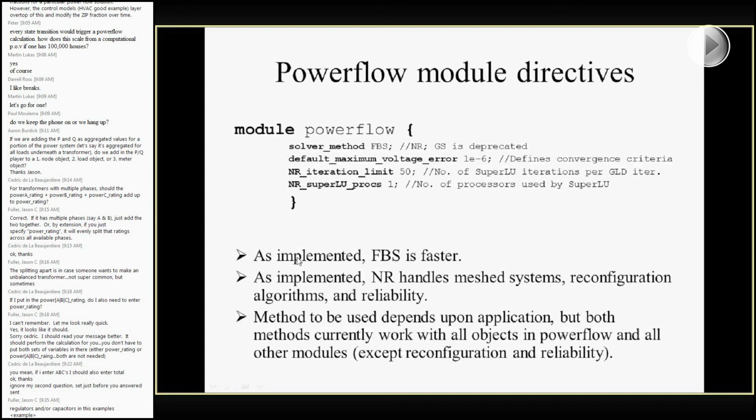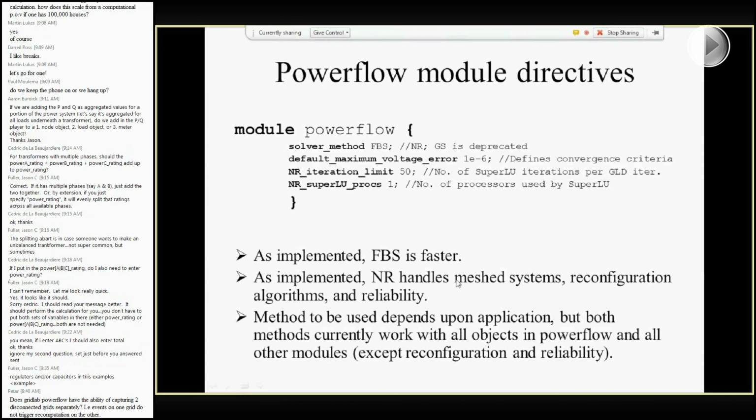And again, just kind of highlighting the overall differences between the two solvers. Forward backward sweep is a faster solver as implemented, but Newton-Raphson handles mesh systems, reconfiguration algorithms, and reliability. So it has more of the functionality built into it, especially if it's built off of a mesh system. But for the most part, the two solvers are equivalent in terms of their functionality and what objects work with them. It's just there are specific examples where only Newton-Raphson works. Reliability is the best example.